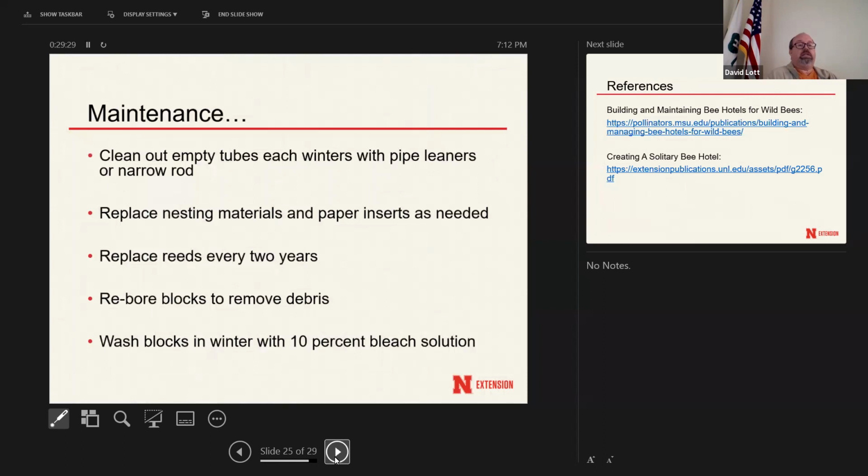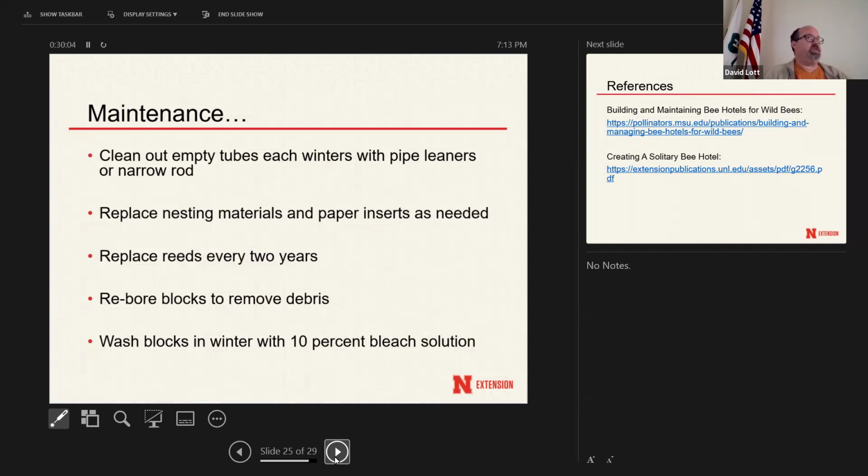Okay, maintenance is clean out your tubes each winter with pipe cleaners or a narrow rod. The ones that are open, clean those out. And you can use very narrow wire to go through your tubes and pull them out. Or sometimes those really narrow brushes that you use to scrub your straws with your drink cups. Your metal drink cups have those funny straws. You can shove those in and pull them back. Don't use it on your drink cup again, but that would work easy along with the pipe cleaner. Maybe a little tougher than the pipe cleaner.